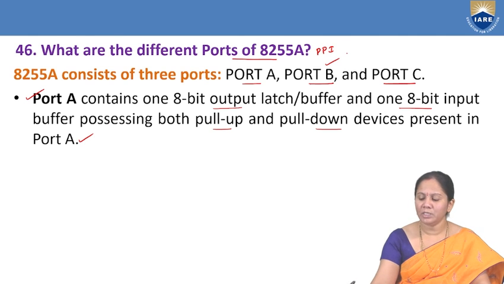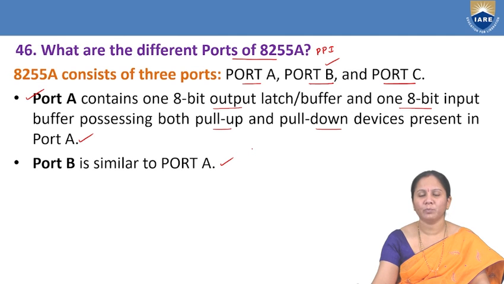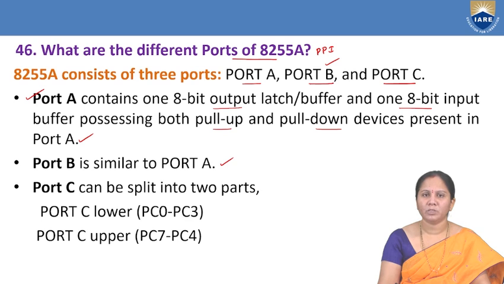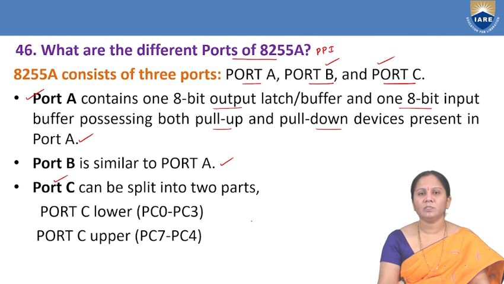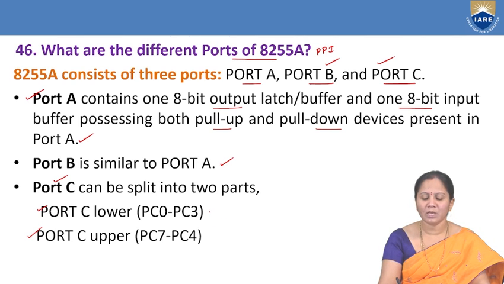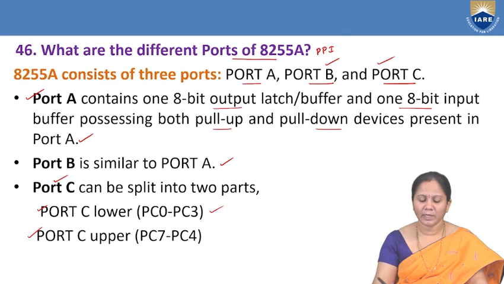And another port is port B. It is the same as port A. Whatever port A performs, the same operation will be performed by port B also. And the next one is port C. It is split into 2 parts. One is port C upper, another one is port C lower. So port C lower consists of the lower nibble, 4 bits, and port C upper consists of the higher nibble, 4 bits.